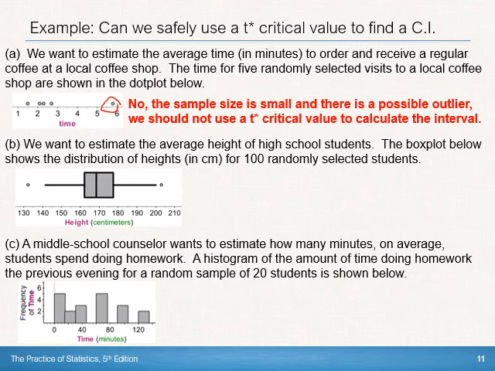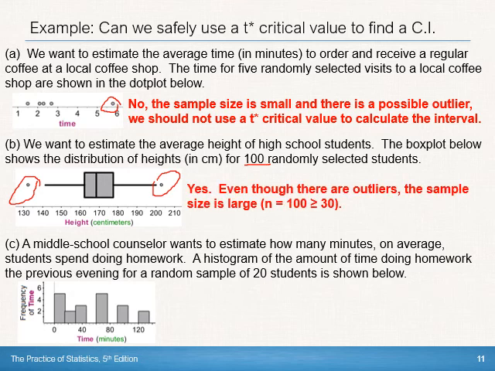The next one is the average height of high school students. We looked at 100 randomly selected students. There are 2 outliers. However, that doesn't really matter because we sampled more than 30 students. Even though there do appear to be outliers in our data, it still looks pretty symmetrical. The central limit theorem tells us that we can proceed with calculating our confidence interval, since the sampling distribution of x bar will be approximately normal.